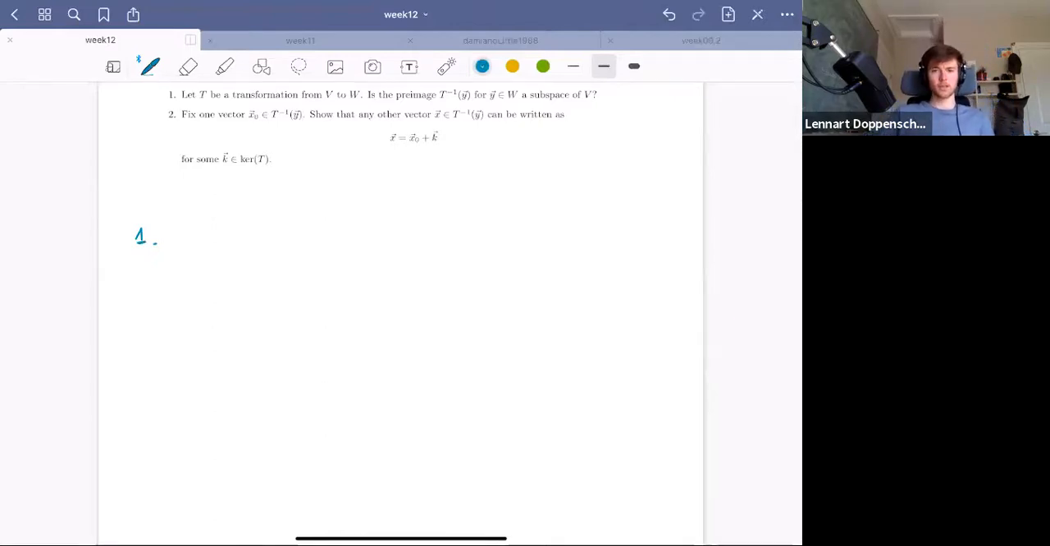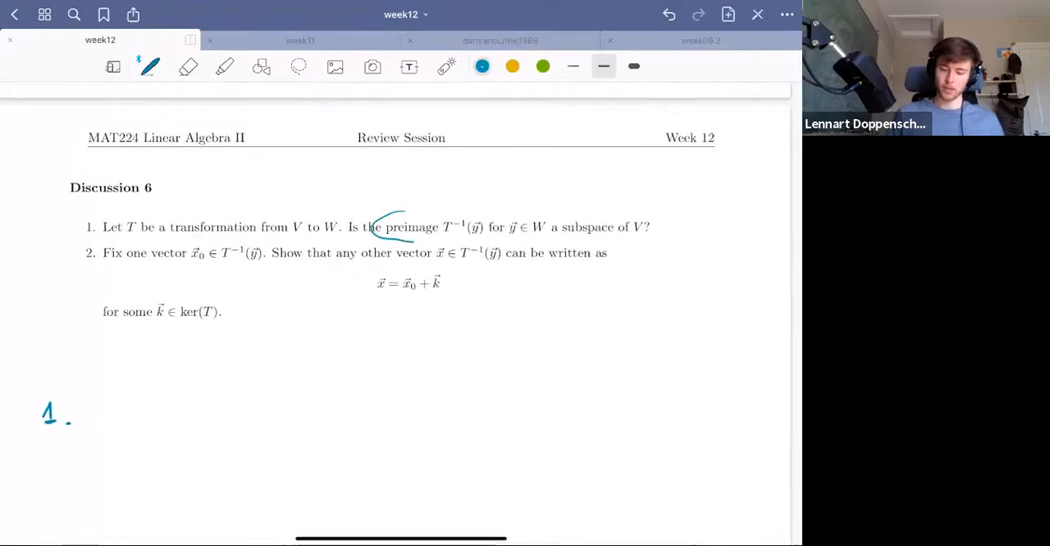Any suggestions or guesses? Maybe y is non-zero, maybe it's 0. Does that change your answer? T inverse is the preimage. The preimage was defined. It's not the inverse of T.